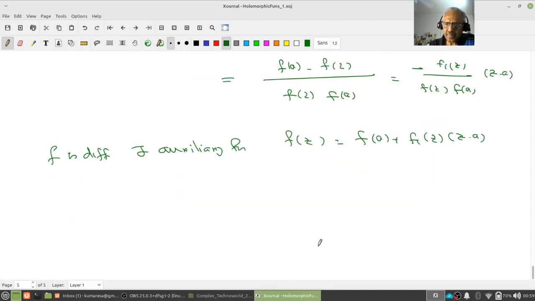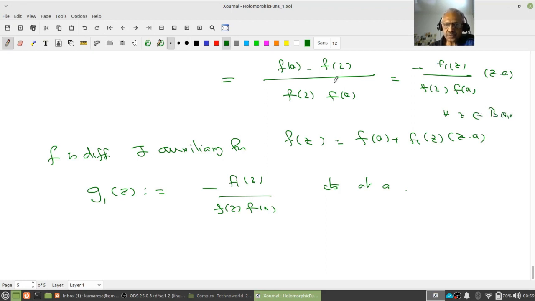Therefore what will be my g1? If I define g1 of z to be minus f1 of z by f of z into f of a, is this continuous at a? This is true for every z in the disc. Notice that f of a minus f of z is minus f1 of z into z minus a, which is true for every z in u, in particular for every z in the disc also. Okay, this is continuous at a.